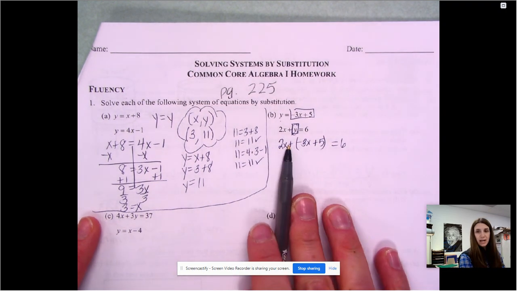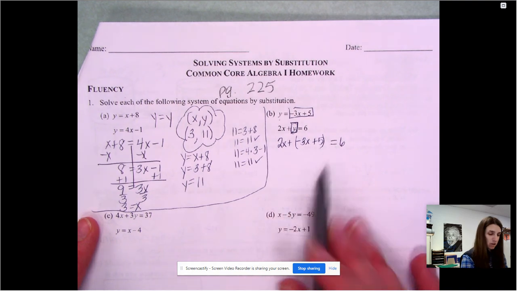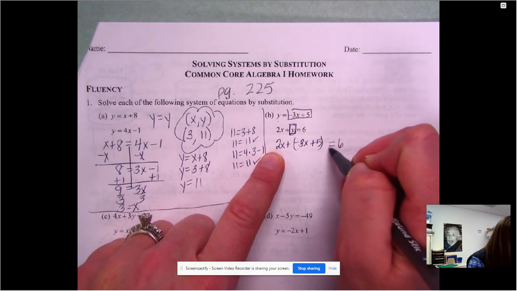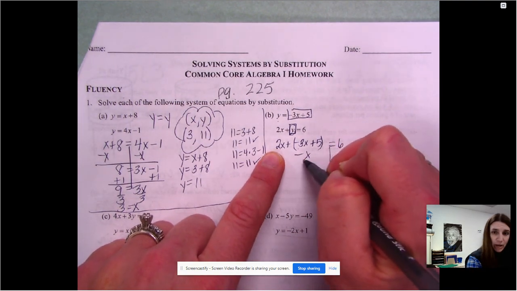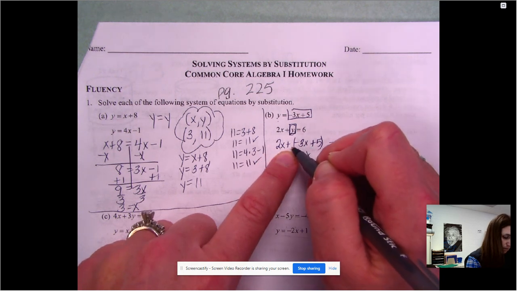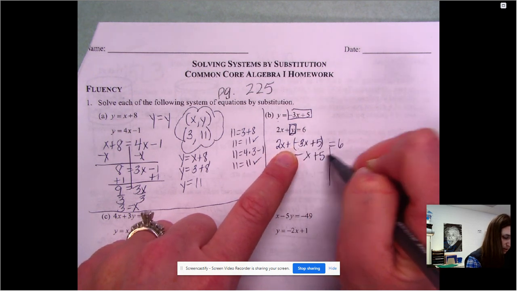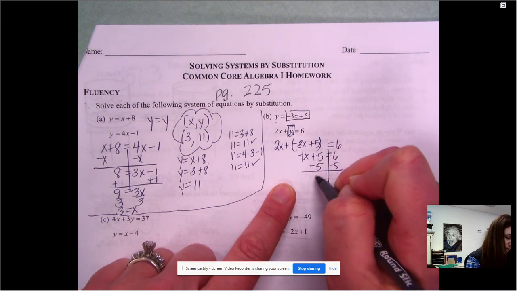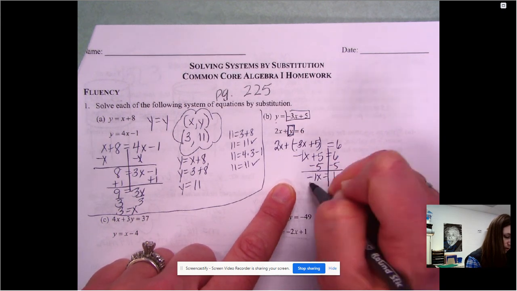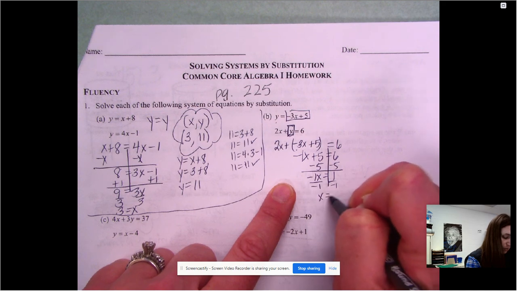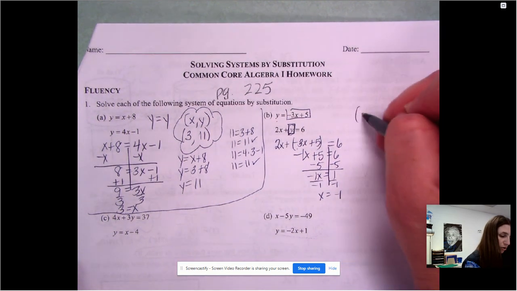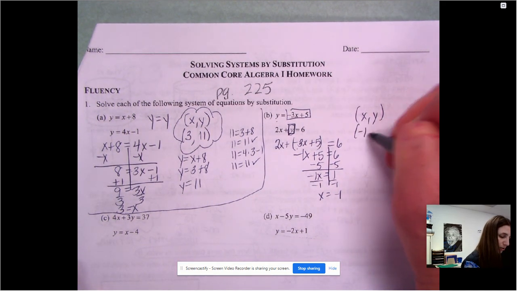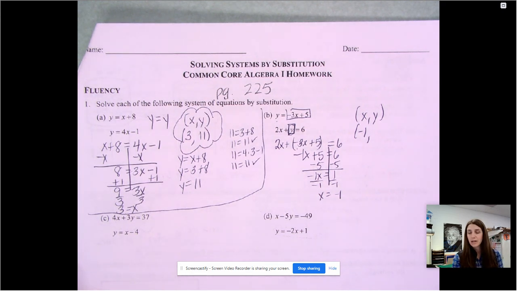Now this plus sign does not affect anything inside here. So really we have 2x minus 3x, which is negative 1x, and then positive 5 equaling 6. And I can solve from here. So I'm going to subtract 5 on both sides. I get negative 1x equals 1, divide out by negative 1, x equals negative 1. So again, in my solution, I have that negative 1 is my x.